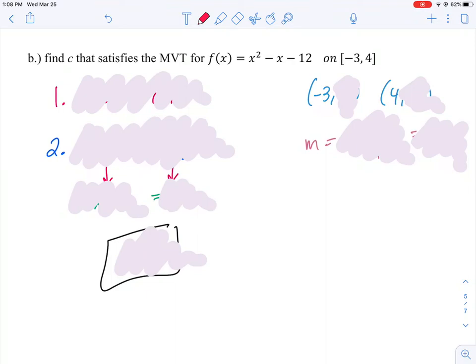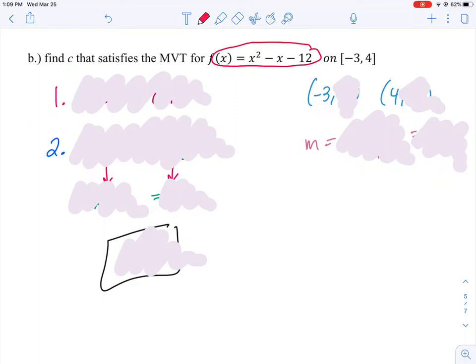Number one, your function has to be continuous and differentiable. Number two, if that's the case, then the mean value theorem says that the average rate of change should be the same as your instantaneous rate of change. The slope between your two endpoints should be equal to your derivative.